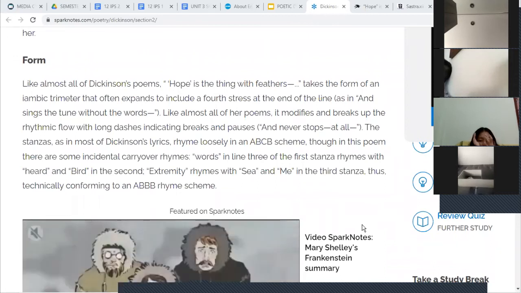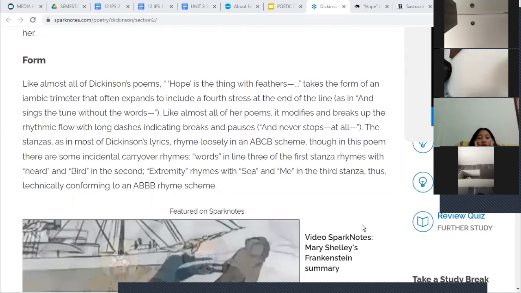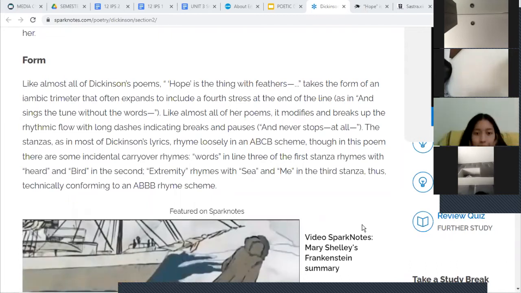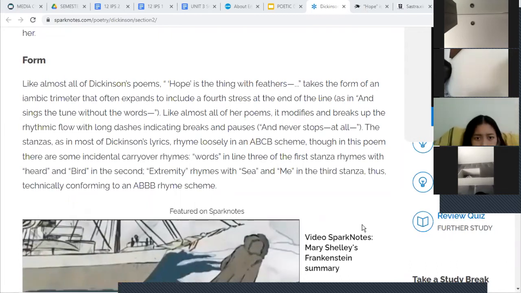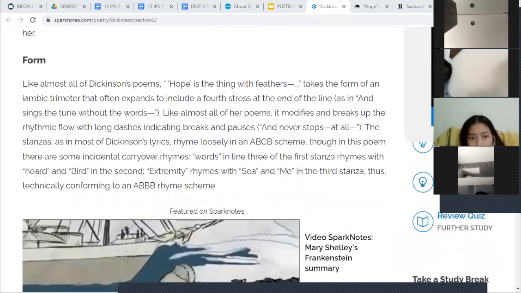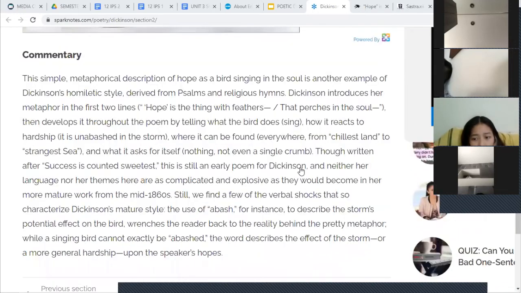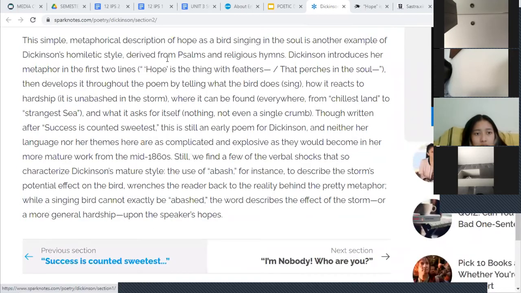So you can see that she uses different schemes in different stanzas. So this is called an iambic trimeter that often expands to include the fourth stress at the end of the line. So it gives a stress at the end of its line. Okay. The commentary about this simple metaphorical description of hope as a bird. So hope is resembled as a bird.